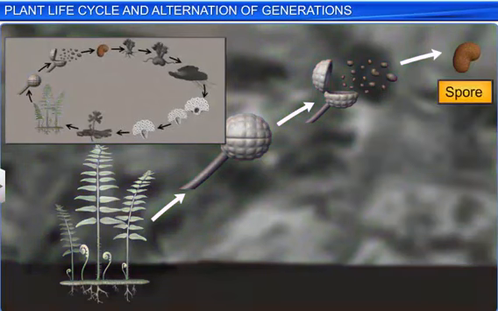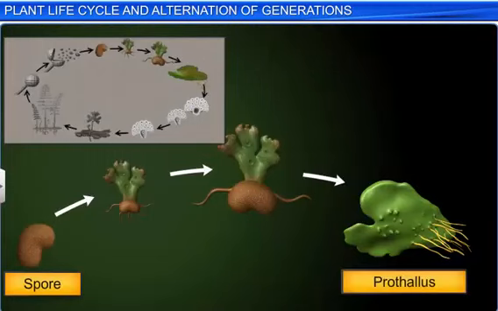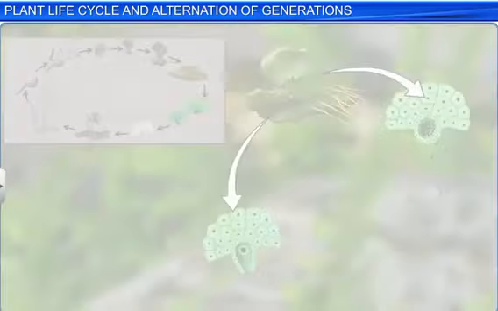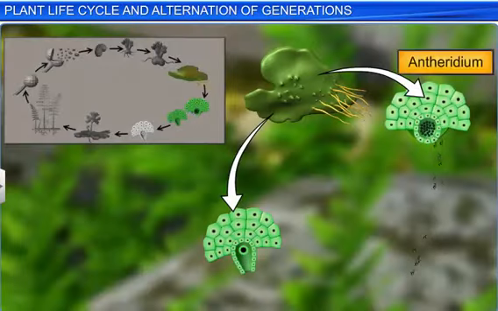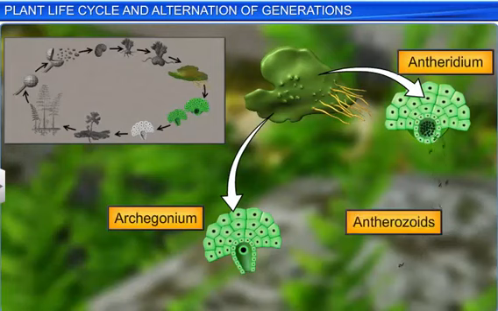which produce haploid spores through meiosis. These spores undergo mitosis and germinate into a prothallus, a gametophyte with haploid cells. The prothallus bears the antheridium and archegonium that respectively produce antherozoids and egg, the haploid male and female gametes.